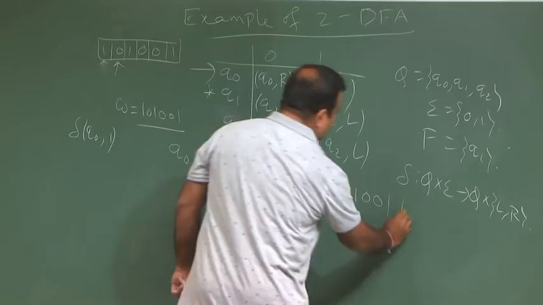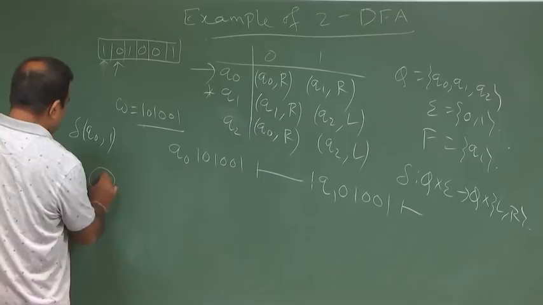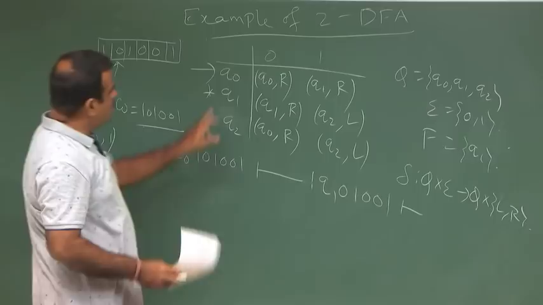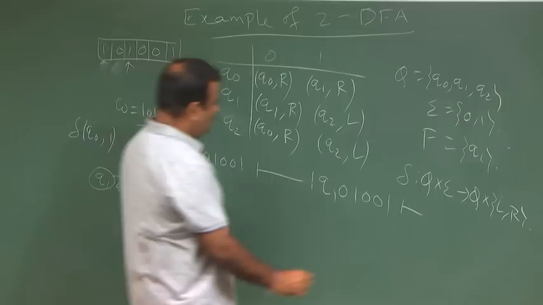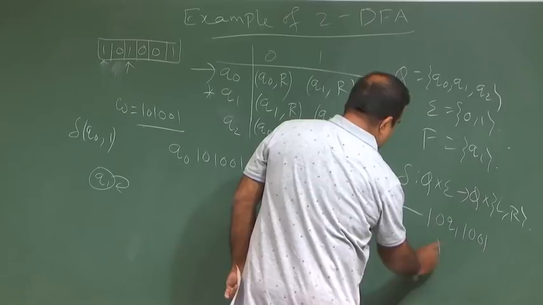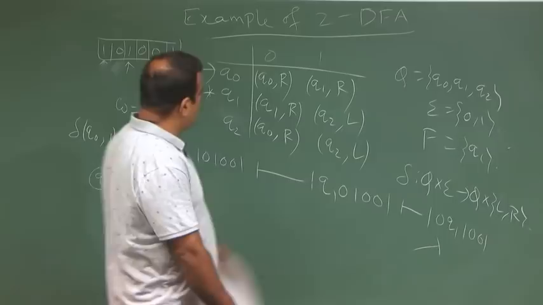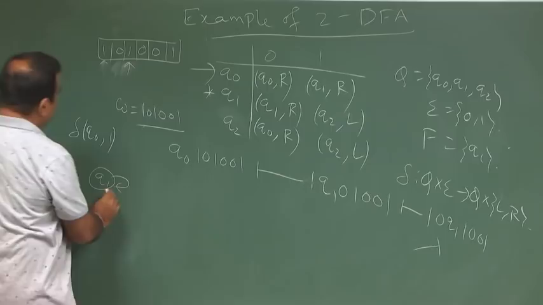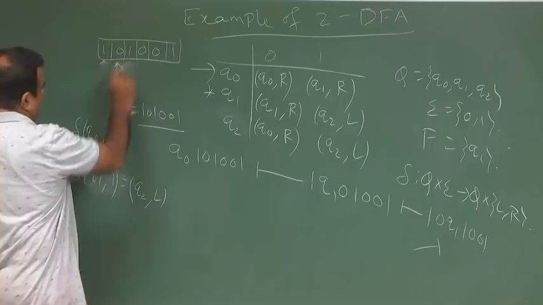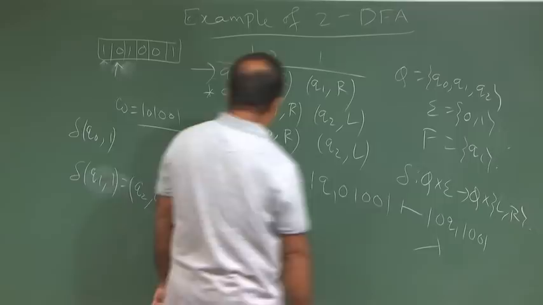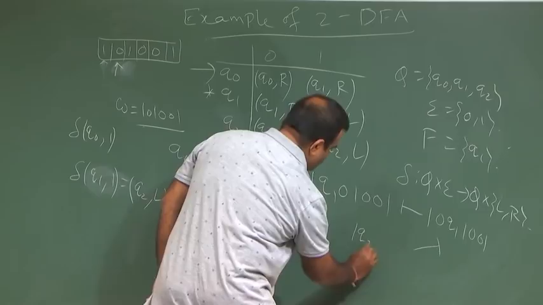Now we are at Q1 and we are reading 0, so we go to Q1 again and the head moves right. The head moves here and we are again at Q1, so that will be 10 Q1 1001. Now we are at Q1 and reading 1, so the head will move to the left. Delta of Q1, 1 is Q2 L, so the head comes back here. We are going to Q2, but we have to read this again.